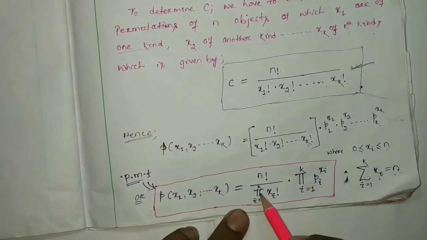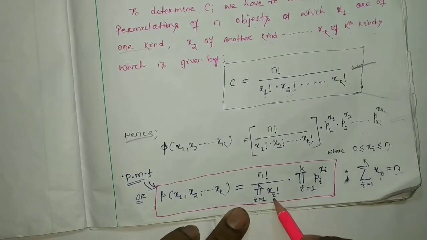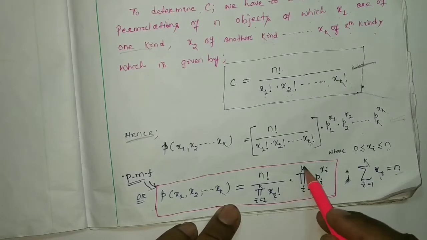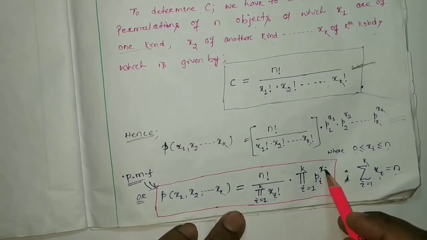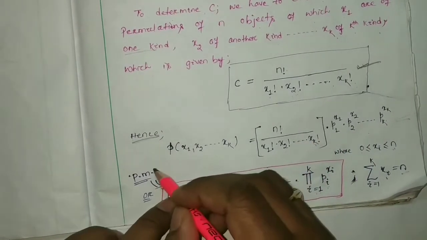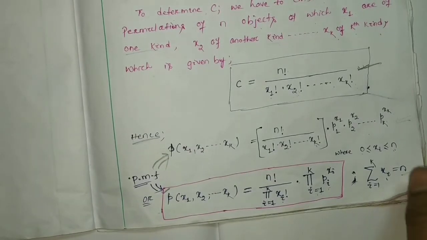That is your pi-like symbol, i equal to 1 to k, xi factorial, into the product of pi to the power xi. This one and this one are the same thing. So this is your PMF. This is also the PMF of your multinomial distribution.